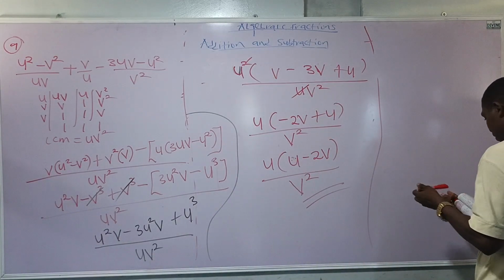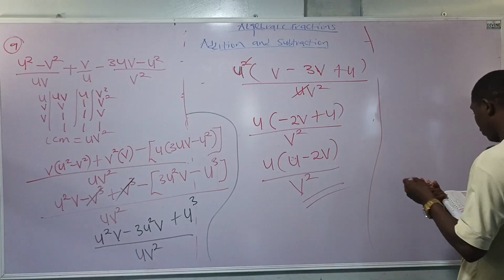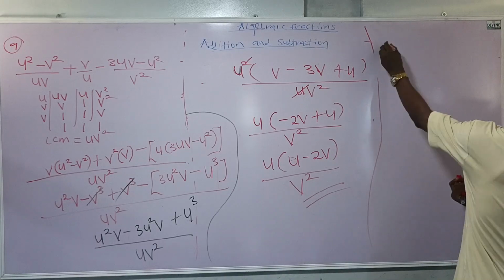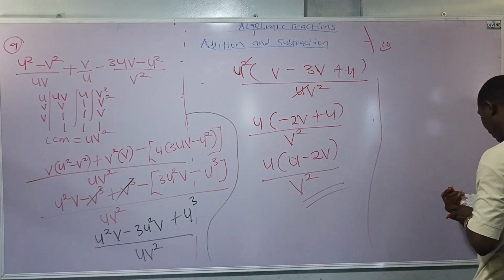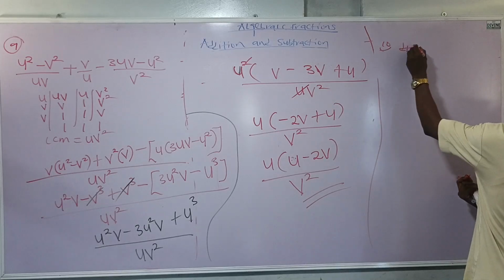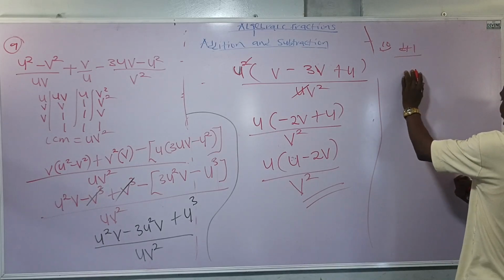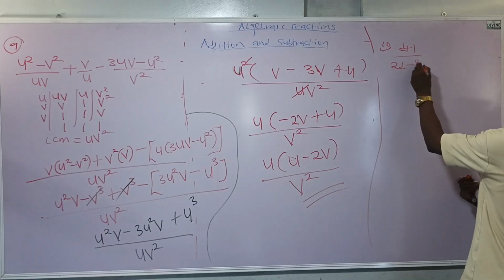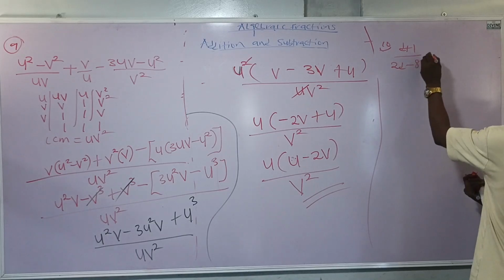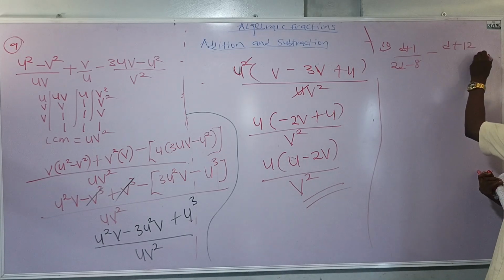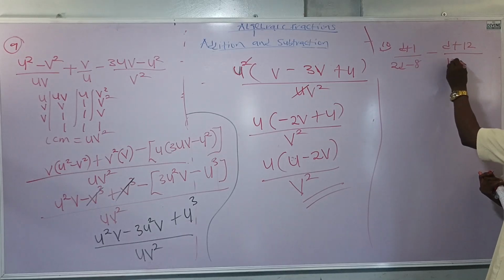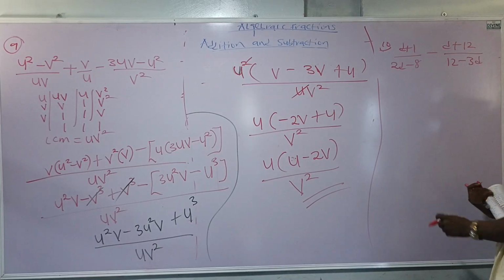The next question here is question 10. We have d plus 1 all over 2d minus 8 minus d plus 12 all over 12 minus 3d.